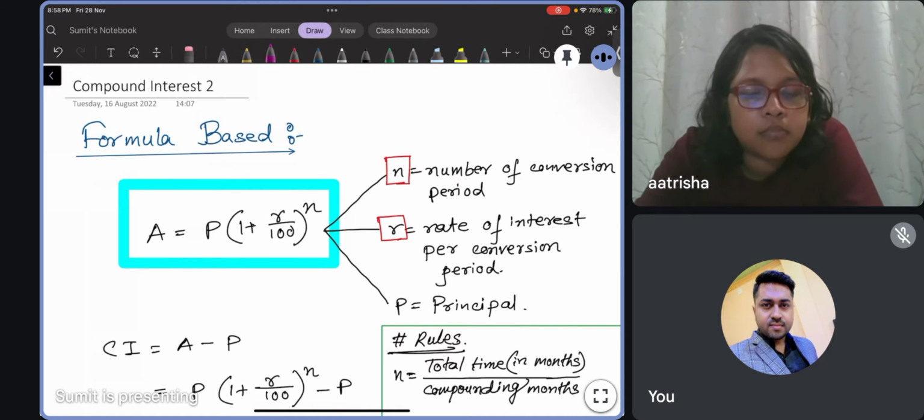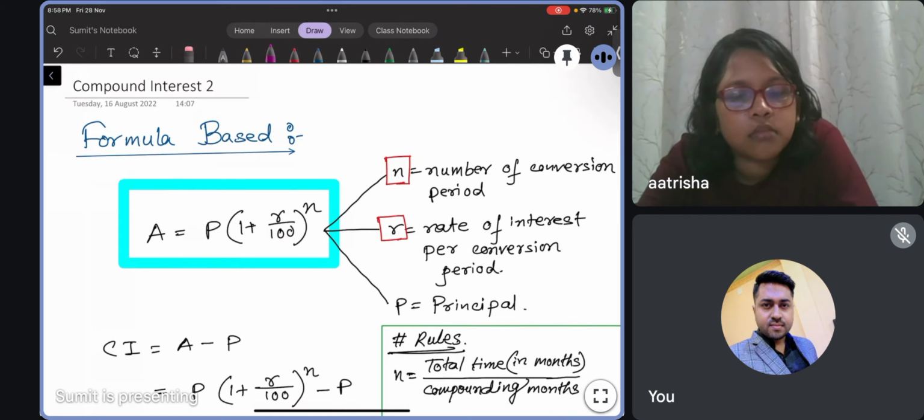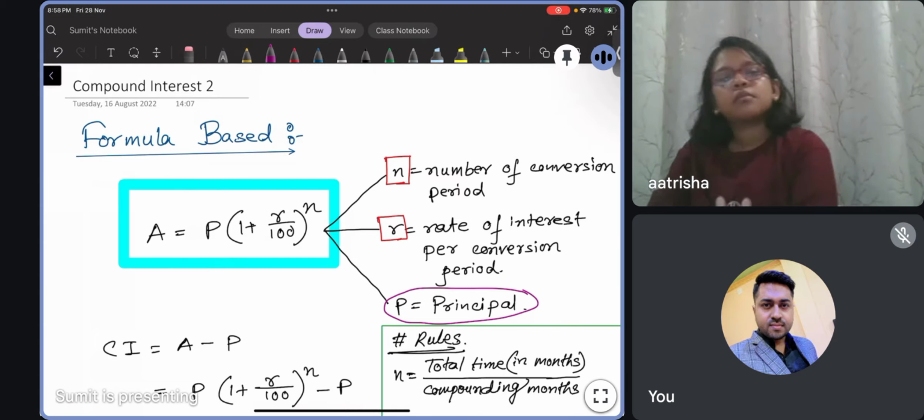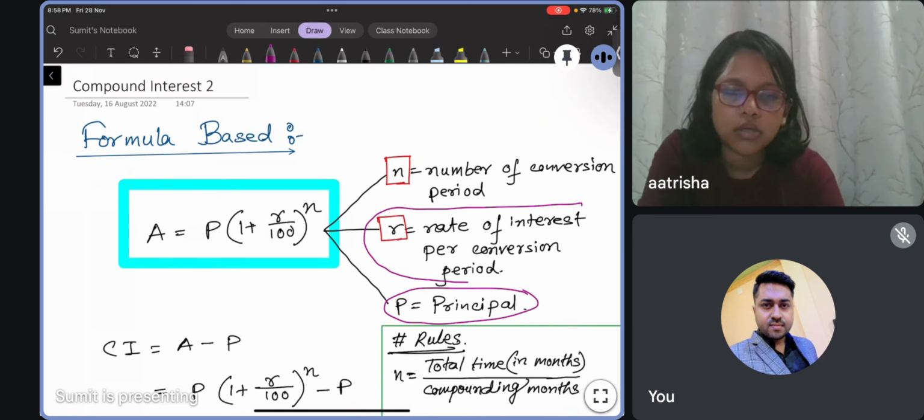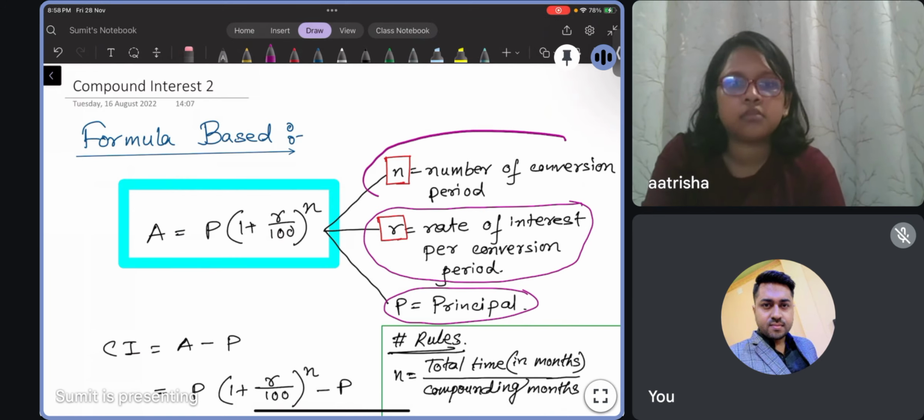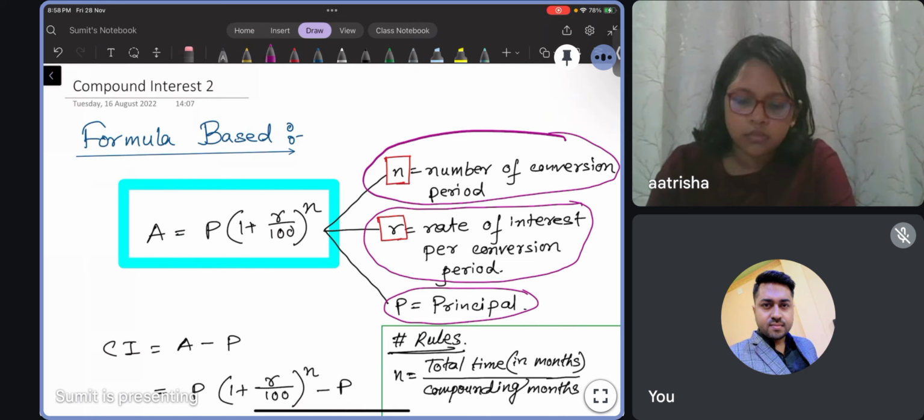How to find the amount? That is A equals P into (1 plus R by 100) whole to the power N. What is P over here? See, it is written P means principal. What is R over here? R means rate of interest per conversion period, and N equals number of conversion periods. Many students make the mistake over here by saying N equals time, but let me tell you that N is not a time.